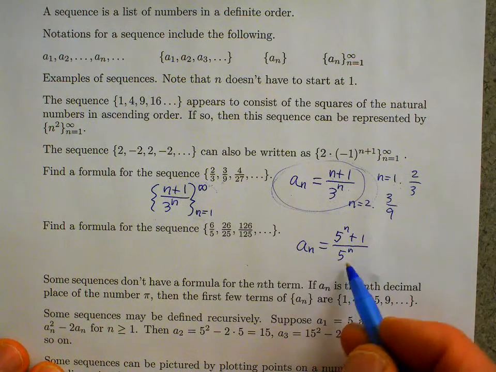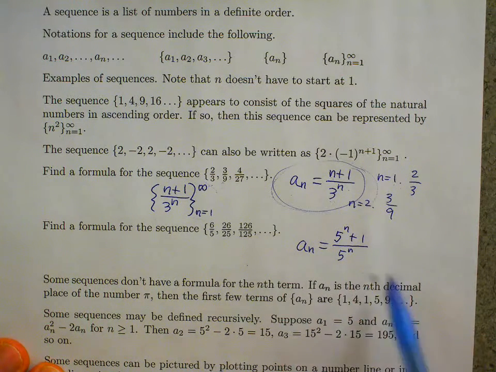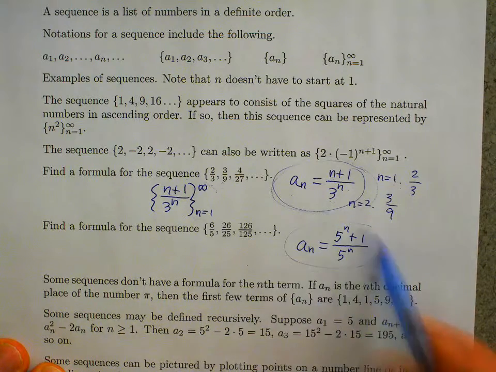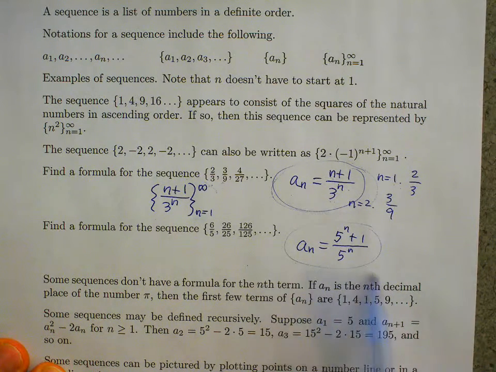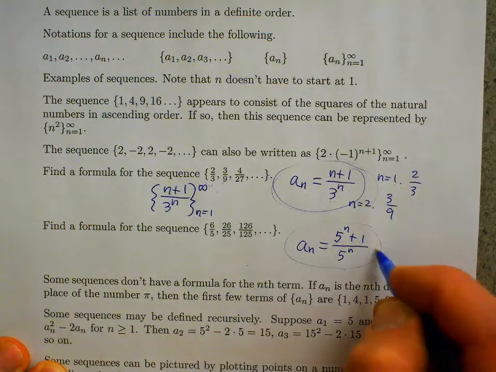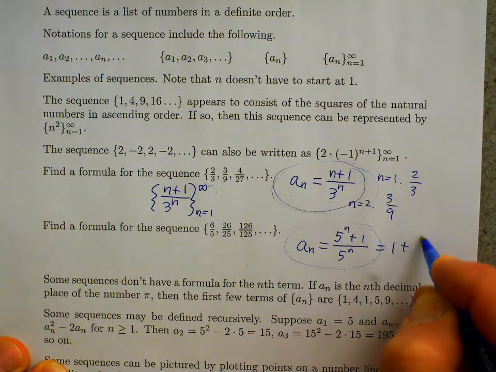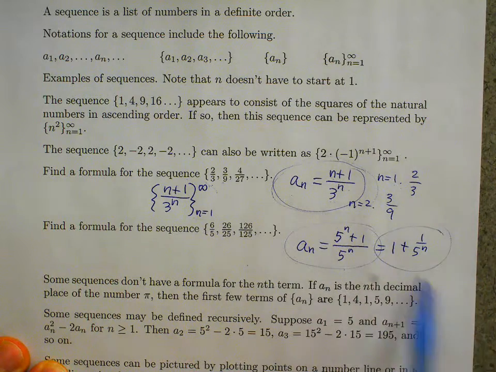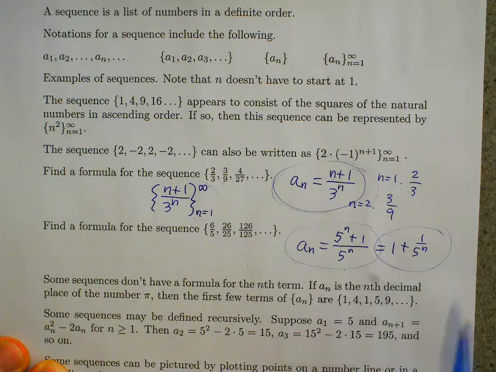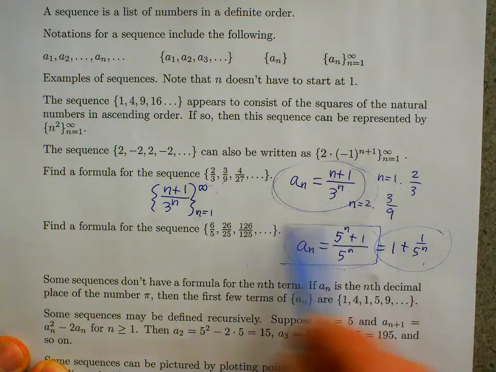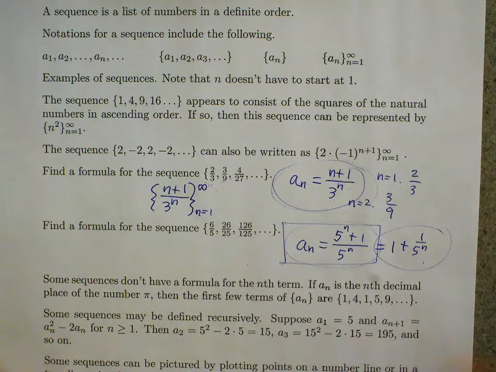Another way to write this is probably, I would vote for this as being the best way, but you could write it as 1 plus 1 over 5 to the n. This does make it a little more confusing, I think, but it could be written that way. Let's just go with the most straightforward one.